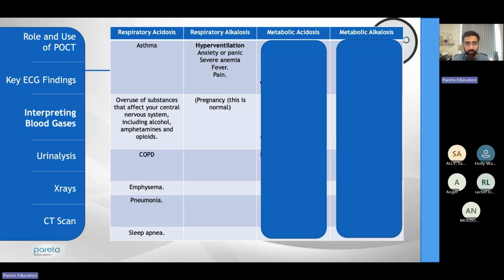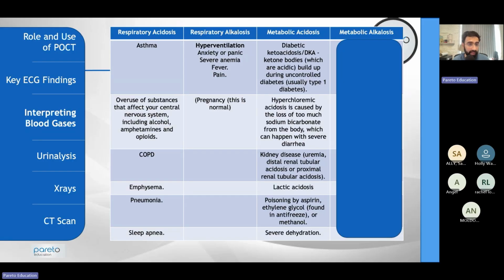Respiratory alkalosis, typically in patients who are hyperventilating, patients who have a panic attack or an anxiety attack. Metabolic acidosis is normally found in patients who are diabetic with diabetic ketoacidosis. We had a case earlier in the VBG section that showed that. But probably after that, I would say patients with sepsis resulting in lactic acidosis and also patients with kidney disease.